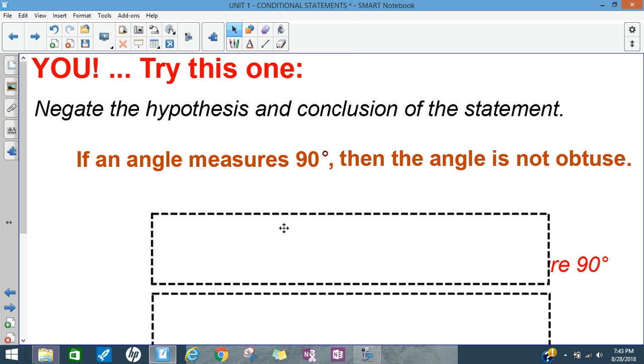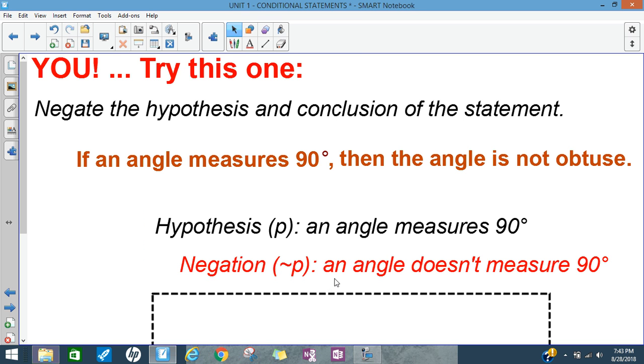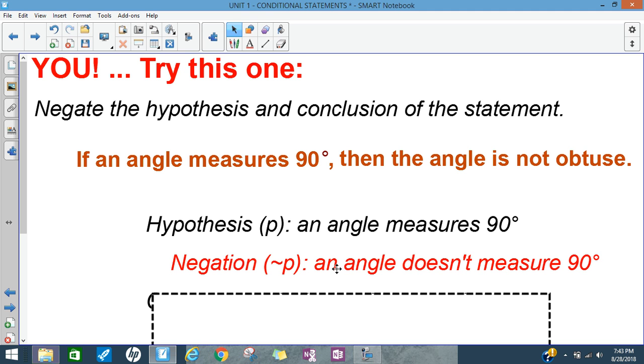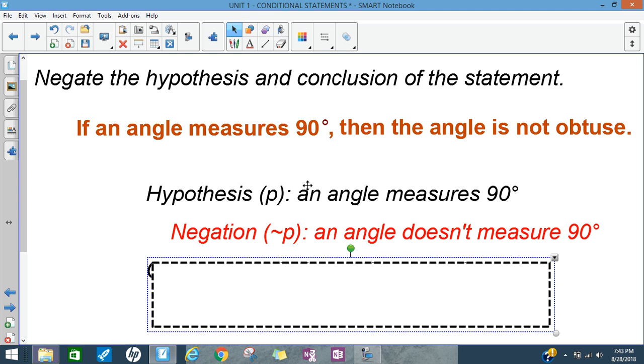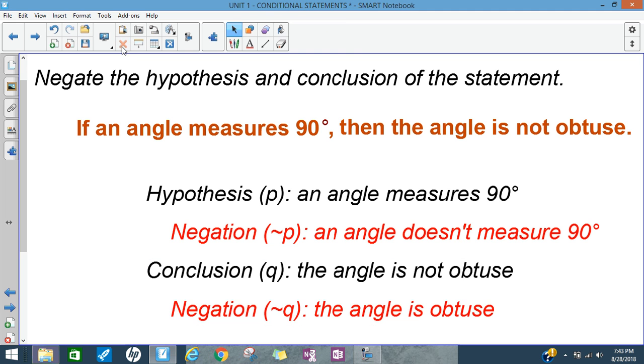So in order to negate "an angle measures 90," we'll say something like "an angle doesn't measure 90 degrees." You might write something like "an angle isn't 90 degrees." That would have been okay. To negate "the angle is not obtuse," we want to take that "not" out and say "the angle is obtuse." That's the opposite meaning. So it's the negation of the conclusion.